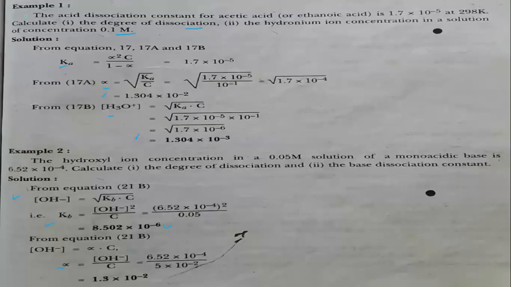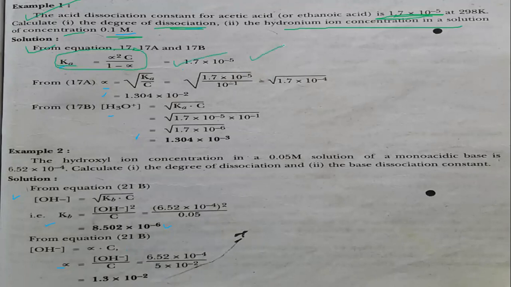So here is an example, a very simple example. The acid dissociation constant for acetic acid is 1.7 into 10 raised to minus 5, that is Ka. Calculate the degree of dissociation, and second, the hydronium ion concentration of the solution having concentration 0.1 molar. What equation do you have? K is equal to alpha square C upon 1 minus alpha, and Ka is equal to 1.7 into 10 raised to minus 5.